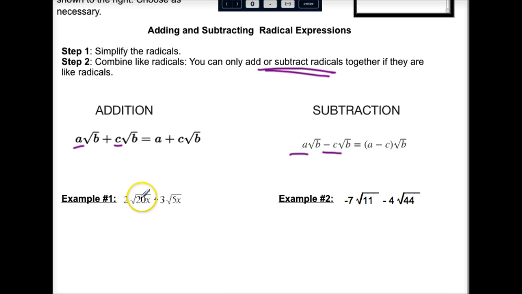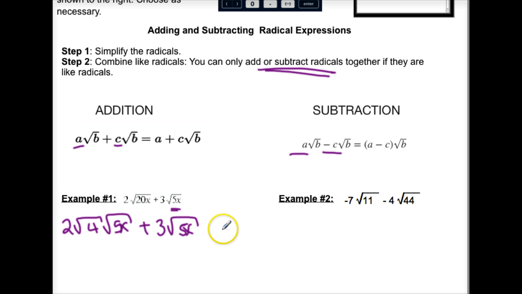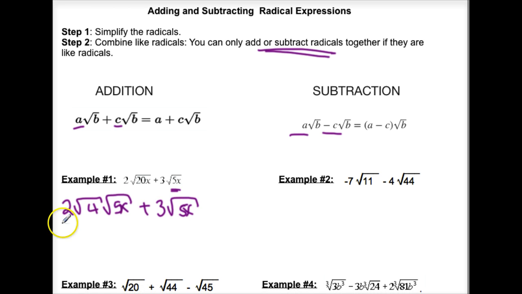Example 1 says 2 radical 20x plus 3 radical 5x. We see what's under the radical is not the same. So step 1 says to always simplify. So 20 I know can be simplified, where I'll write 2 radical 4 times radical 5x plus 3 radical 5x. How do I know it's this? The hint is that 5x is what I'm looking for. I want to take something out of this 20x to make it 5x so that I can simplify.